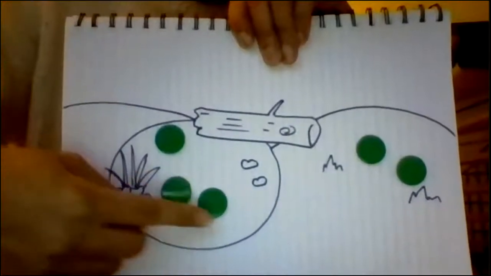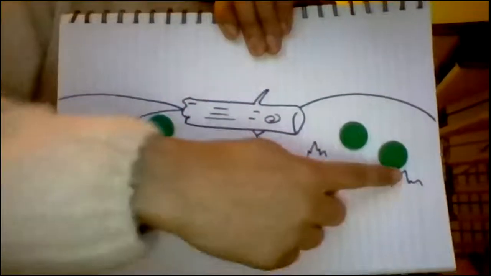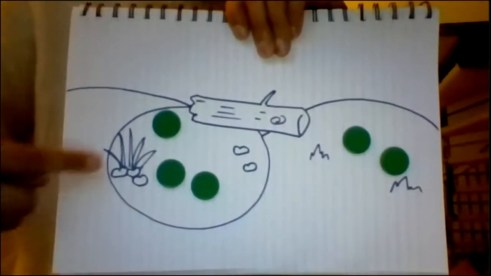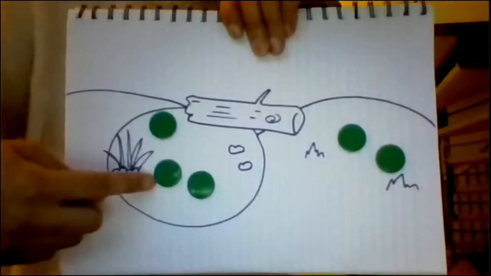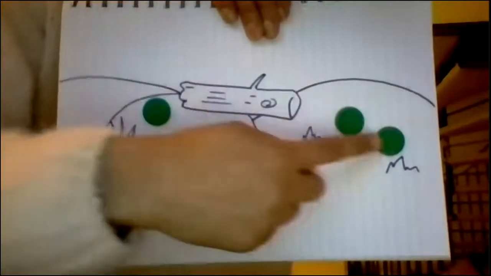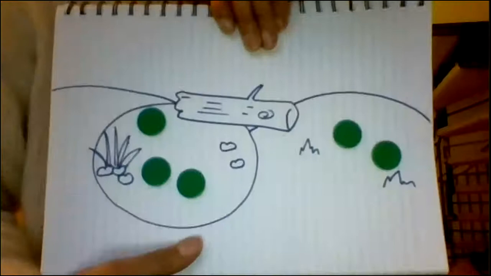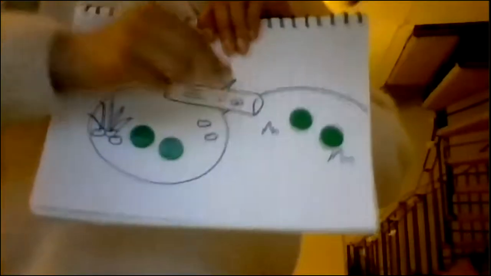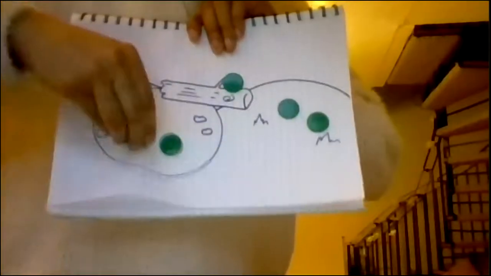So at the moment, how many counters can you see? 1, 2, 3, 4, 5. That's right. So at the moment we have 5. We have how many in the pond? 1, 2, 3 in the pond. And we have 2 on the grass. Right, if we move them around, we can make 5 in a different way.